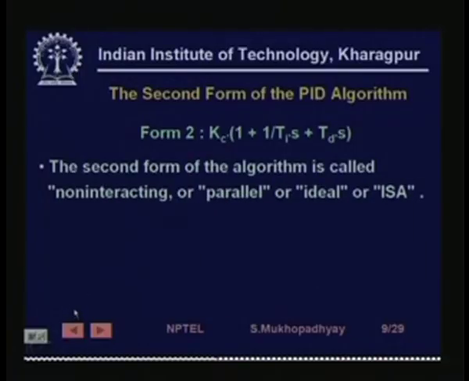If you look at the second form, this is the most common. It's called non-interacting, although it is actually partially non-interacting in the sense that you can change Ti without affecting Td and you can change Td without affecting Ti. However, if you change Kc, both Ti and Td are changed. So, to that extent it is partially non-interacting. It is called parallel because rather than having multiplication of 3 terms, here you have sum of 3 terms. So, that is why it is called parallel, although there is a multiplication. So, it is again partially parallel.